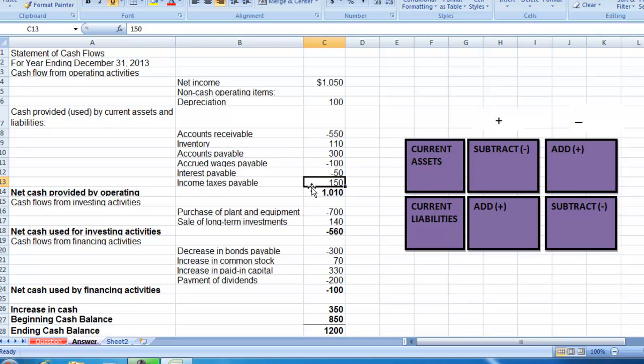Now let's go to the investing activity section. We purchased with cash more equipment, hence decreasing our cash position. However, long-term assets went down, so cash increased because we sold investments.